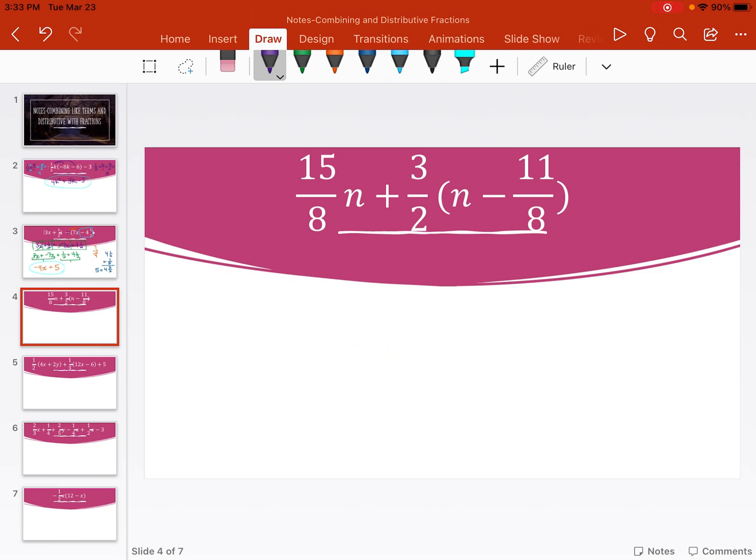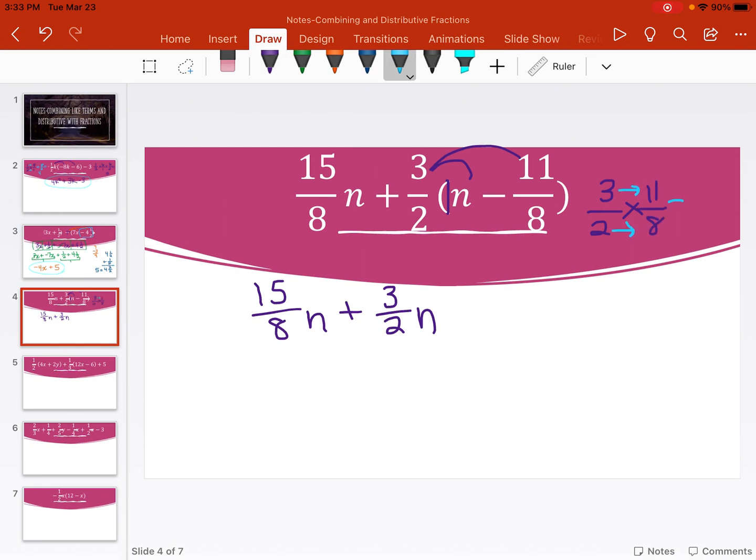Okay, here's another thing to distribute, this 3/2. We're going to distribute in. I'm going to go ahead and bring down my 15/8 n, plus, now I'm doing 3/2 times 1 n. 3/2 times 1 is 3/2 n. And then again, this is a -11/8. So I need to do 3 over 2 times 11/8. Remember, you multiply straight across.